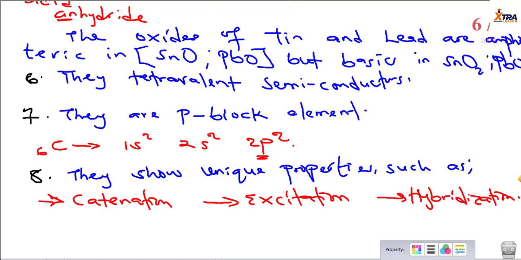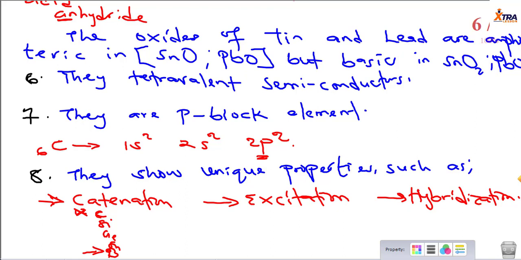But it is important to note that these unique properties are more pronounced in carbon. As you come from carbon to silicon, to germanium, to tin, to lead, these properties are most pronounced in the upper members and least pronounced in the lower members. So lead shows the least tendency to catenate, the least tendency for excitation, and the least tendency for hybridization. While carbon shows the greatest affinity for catenation, excitation, and hybridization.